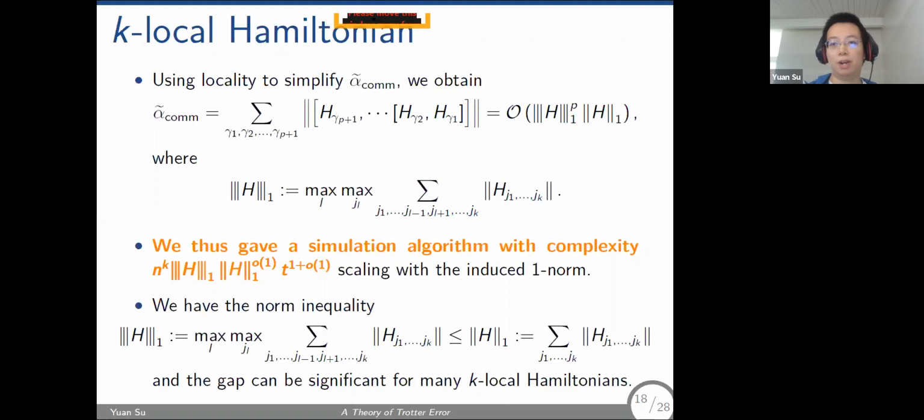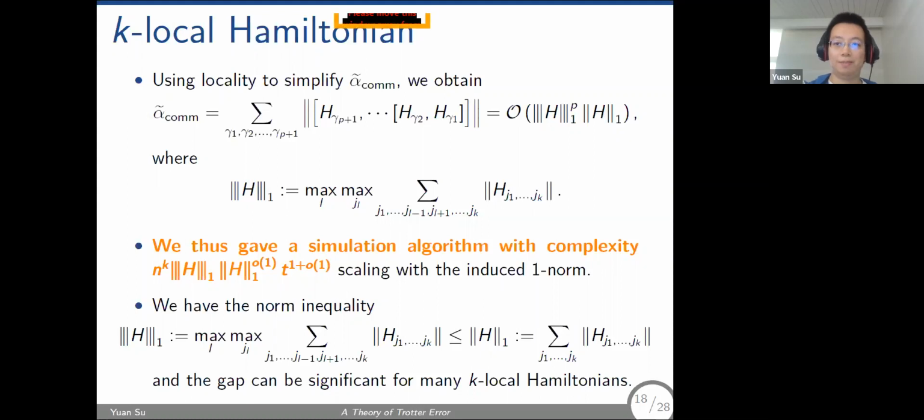So it's different from the one norm in that when you take this norm, you fix one particular index in your summation, and you only sum over the remaining k-1 indices. This induced one norm turns out to be smaller than the one norm, and the gap can be significant for many k-local Hamiltonians. So in this case, if you switch to product formulas, you can in principle get a better quantum simulation.